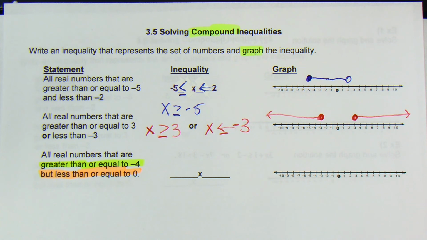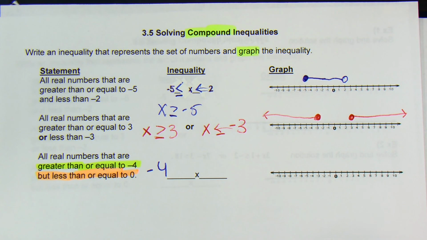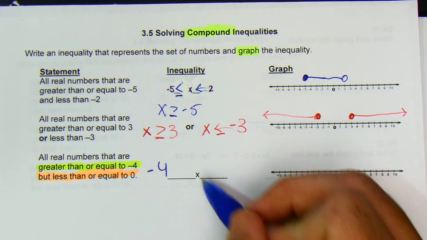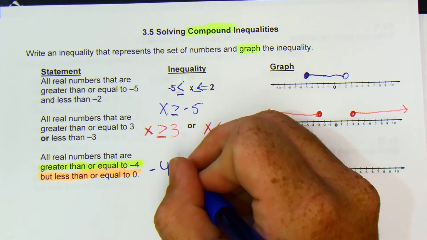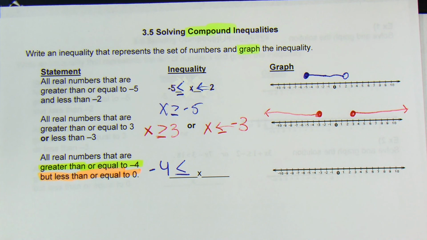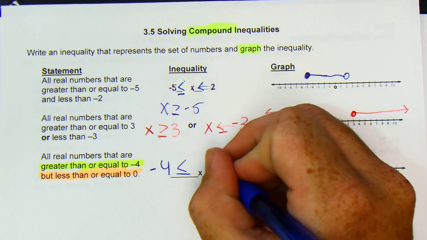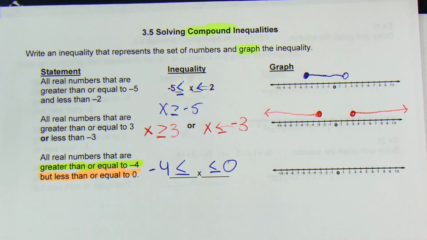So I know that -4 is going to be first, but now I want to think about what my sign should be here. We want all real numbers to be greater than this. And anytime something is greater than something, the mouth of our little alligator, the mouth of our sign, opens towards that. So we want it to open towards our all real numbers, because it's all real numbers that are greater than or equal to -4. So we're going to make that open up towards our x. Okay, but then it's less than or equal to 0. So we're going to do less than or equal to 0. And this is our correct inequality for that particular sentence.